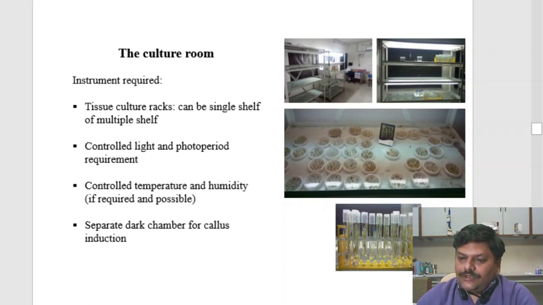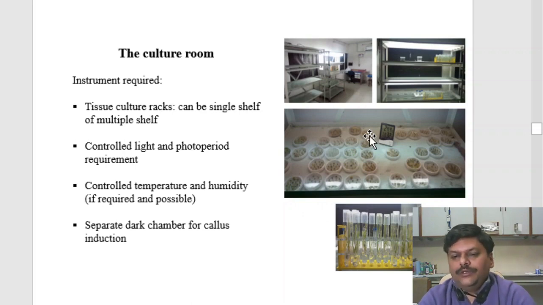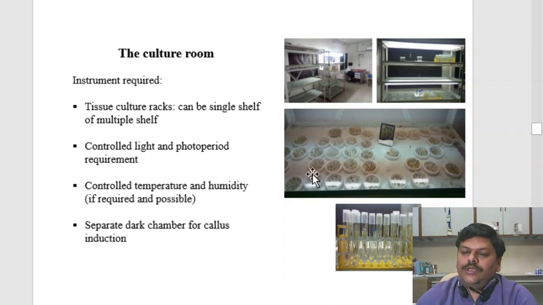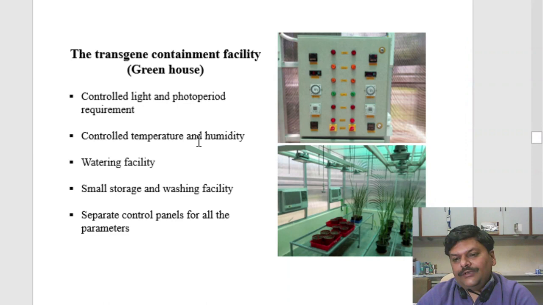Afterwards, you can see here that the plants have been regenerated and are kept in tubes. From these tubes, after hardening and rooting, the plants go into soil, potted soil, or directly into the fields for further development. And if we are dealing with production of transgenic plants, then we also need a transgenic containment facility.